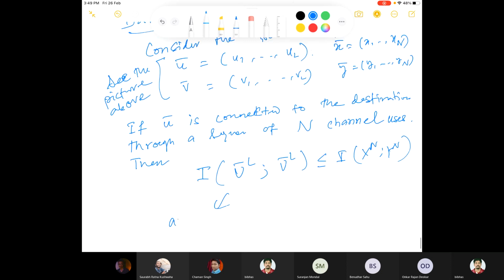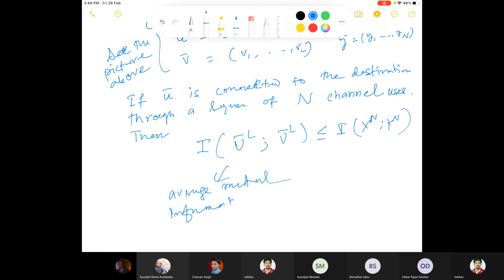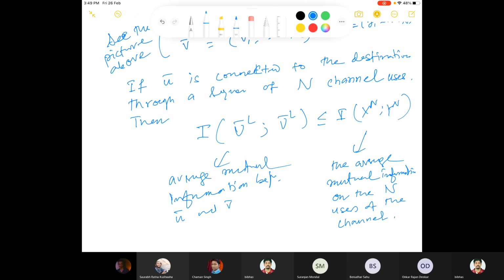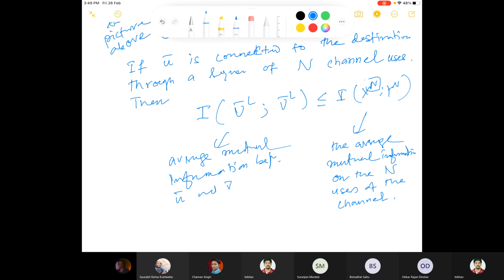So this is what? This is the average mutual information between this U and the V. Between, let's say, U bar and V bar, all possible U bar and V bar. And this is the average mutual information on the n number of uses of the channel. So if you use capital N number of uses of the same channel, each time you are sending a bunch of binary code.